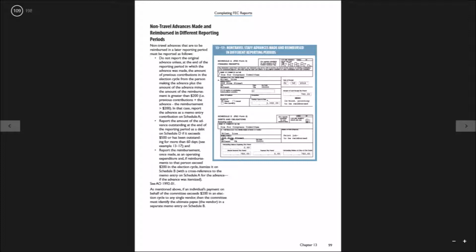As mentioned above, if an individual's payment on behalf of the committee exceeds $200 in an election cycle to any single vendor, then the committee must identify the ultimate payee, the vendor, in a separate memo entry on Schedule B.